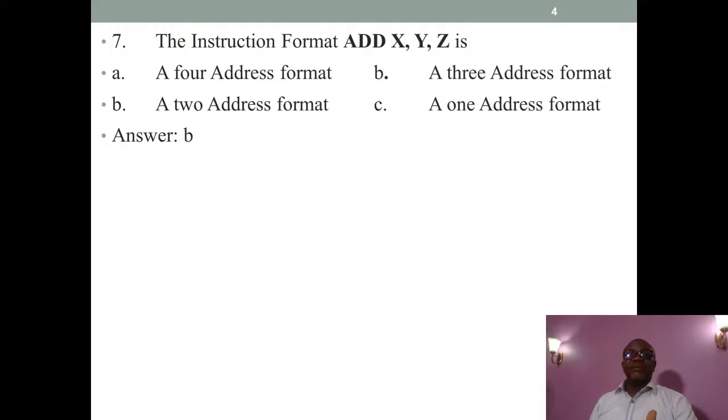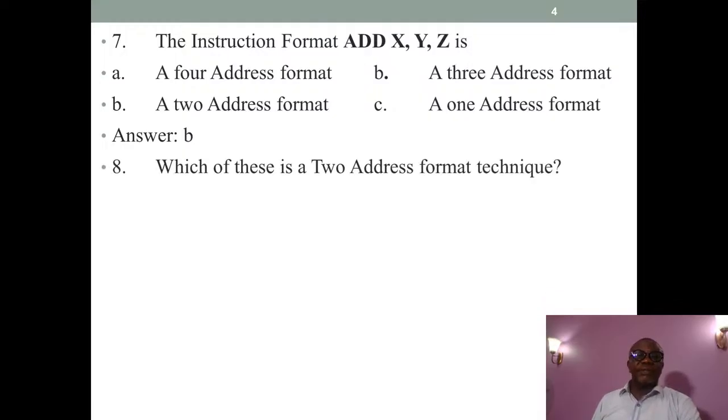In other words, what you are trying to do is you are telling the system to add the content of Z to the content of Y, that is, add whatever data is in the Z register to the content of Y register and store the answer in the X register. That is the meaning of that. So it is 3 addresses in one line.